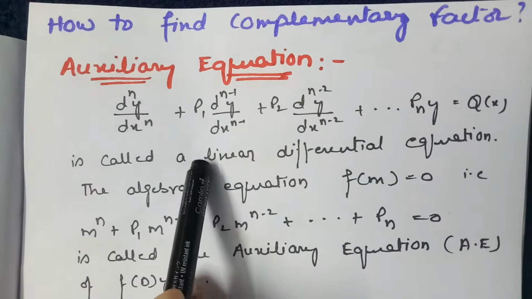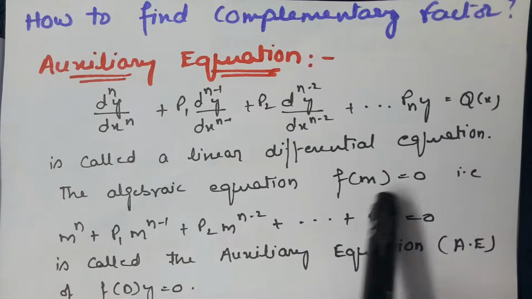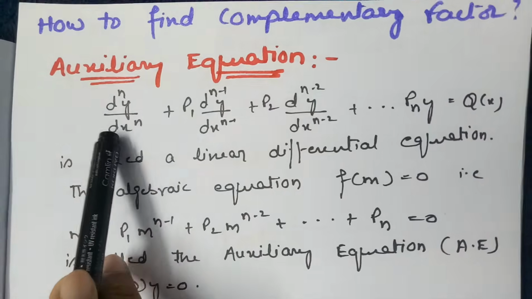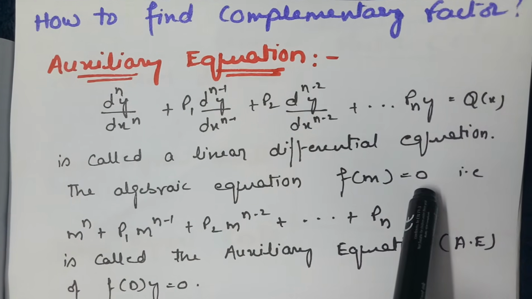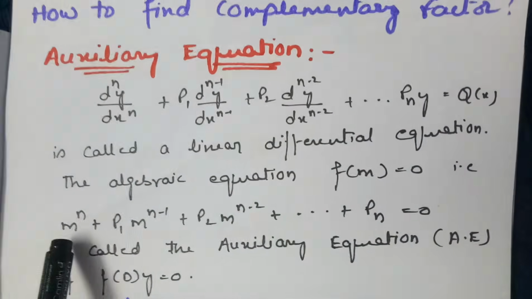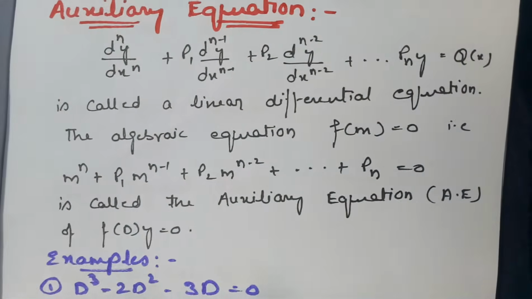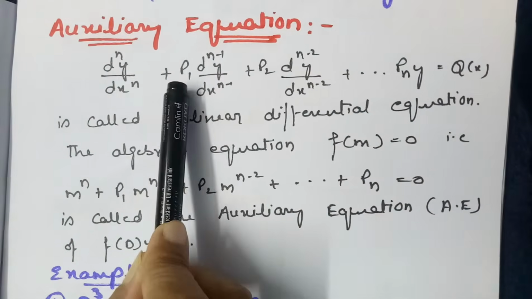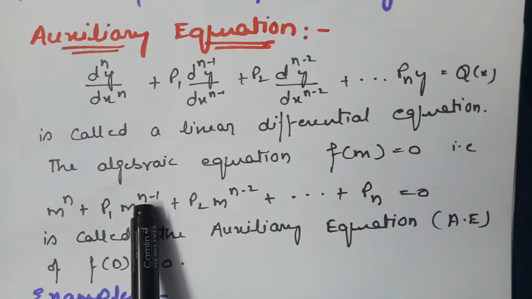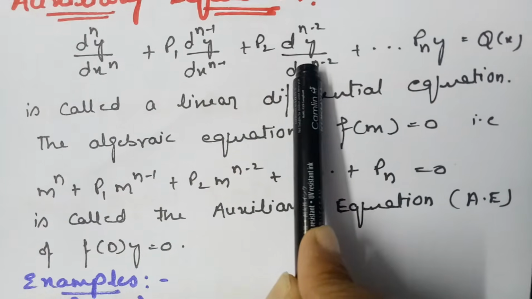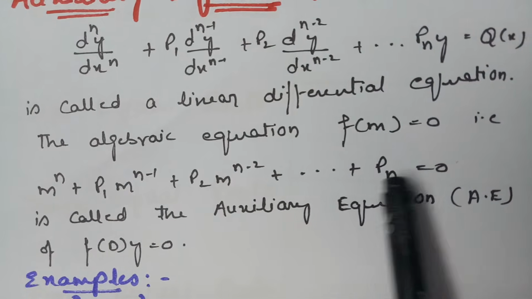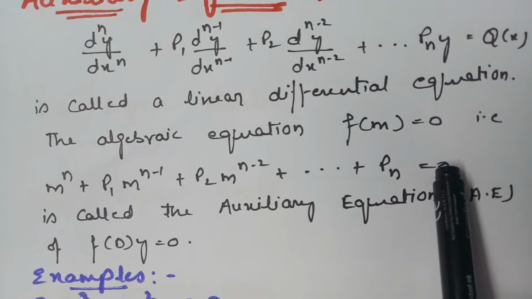So for this equation, the algebraic equation f of m is equal to 0. What is f of m? In place of D, I have to replace m and equate it to 0. So here the D is the nth derivative. In place of D I have replaced m power n. This is P1. In place of D again I am substituting m power n minus 1, plus P2, m power n minus 2, and so on, plus Pn is equal to 0. You have to keep it equal to 0.